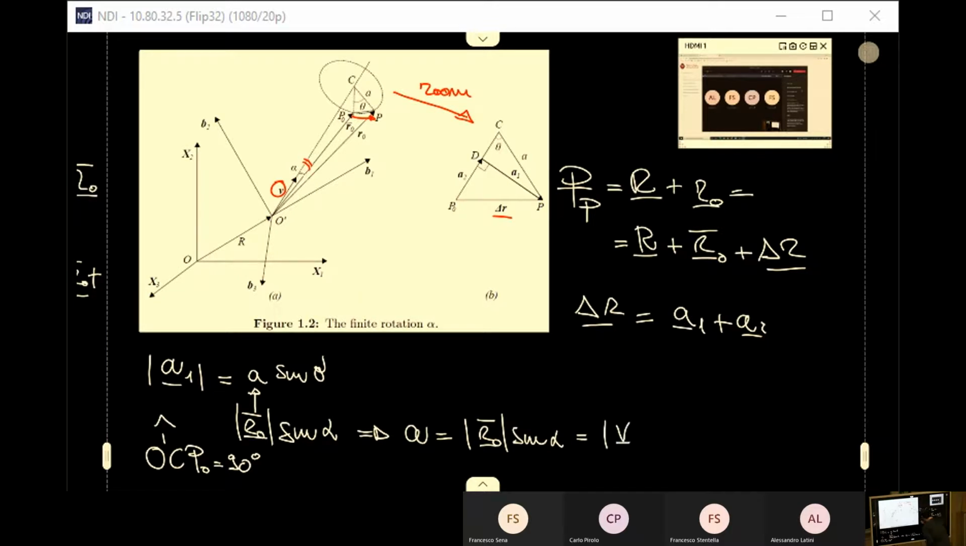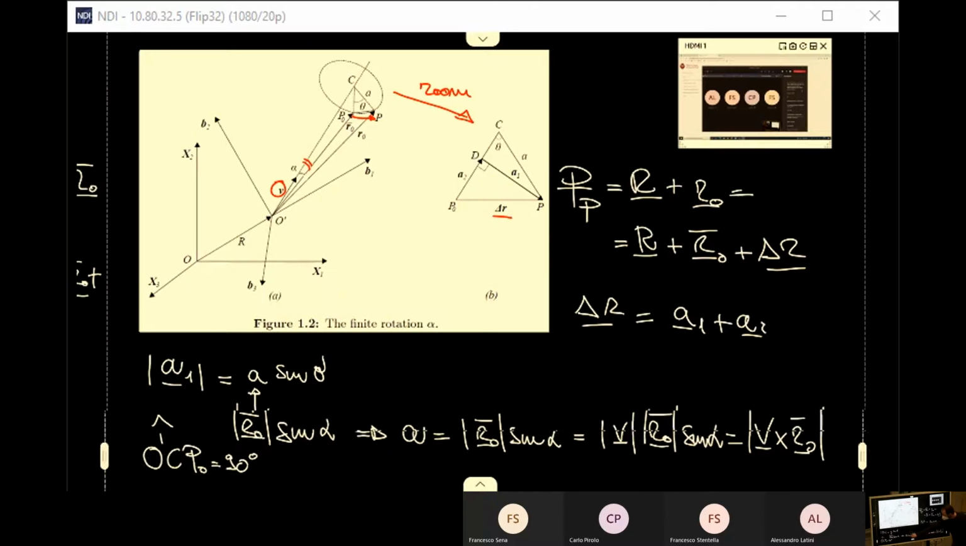V. Remember that V is a unit vector. So the modulo of V is basically 1, times R0 times the sinus of alpha, and therefore this can be written as V vector R0 over bar, of course, as a module. Are you okay with that?